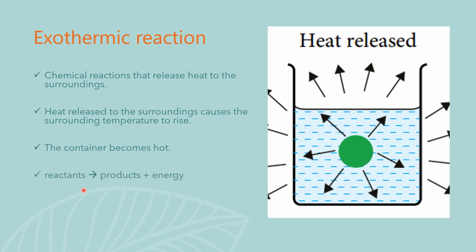So the reaction is like this. Reactants here release energy. Here, release heat energy means it is an exothermic reaction. It releases, same as the diagram says, release heat energy here. It gives out heat energy, and it forms a new product.